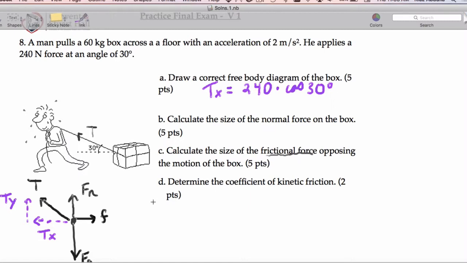And when we actually calculate this out, I'm going to round to the nearest whole number. That's going to give us 208 newtons. And for Ty, we're going to get that as 240 times the sine of 30 degrees. And when we plug that in our calculator, we're going to get 120 newtons. Now, if you ended up getting negative numbers for this, I can guarantee your calculator is in radians. So be careful and check that.